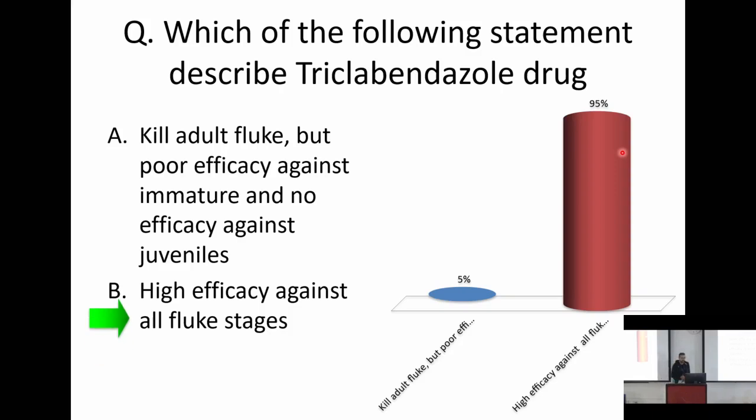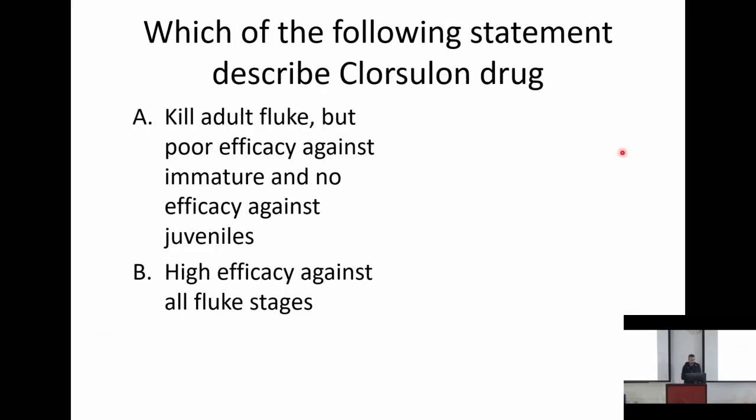Okay, so high efficacy against. So which of the following drugs describes closantel?